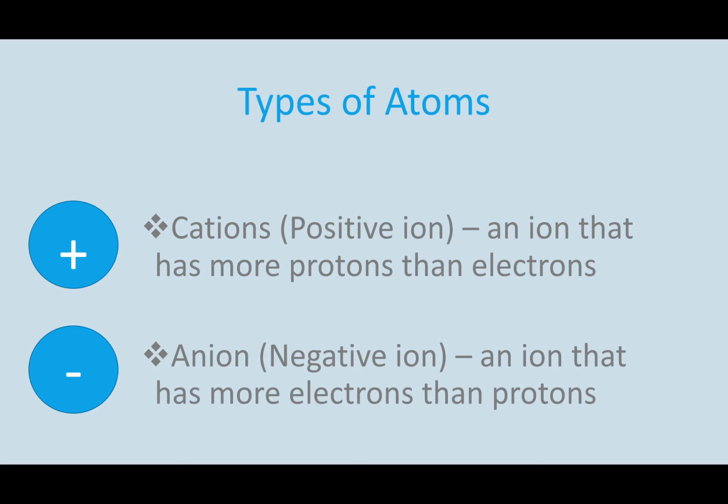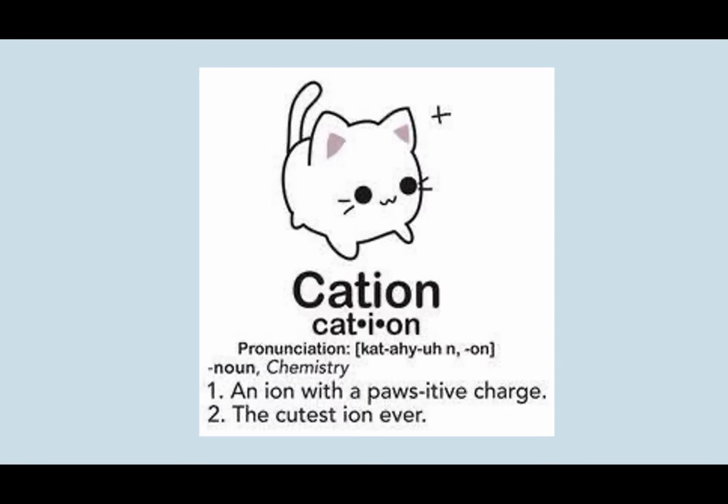The other would be an anion, or a negative ion. An anion is an ion that has more electrons than protons. So you have more negative charges than positive charges. The overall atom will have a negative charge, or be a negative ion. Those are the two types of ions that you can have.